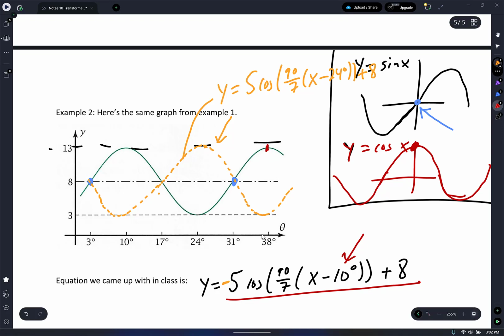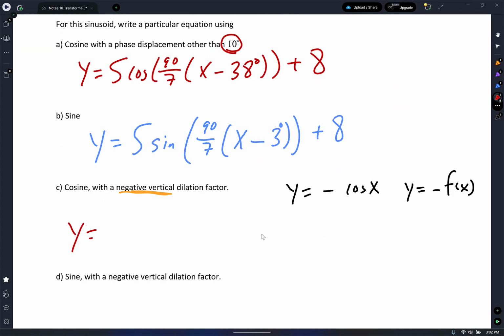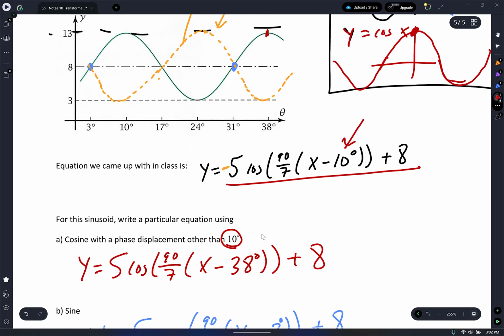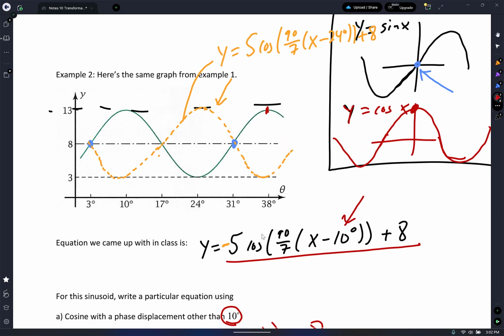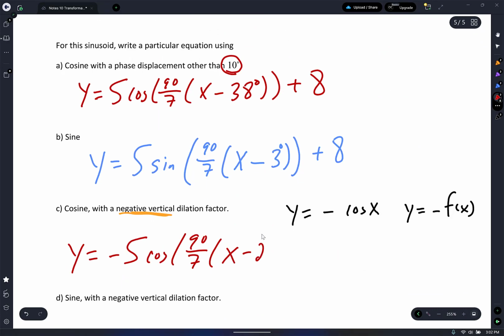Okay, so now you can write. So here it is, guys. Here's my expression: negative 5 cosine, 90 over 7, parenthesis, x minus 24. Was it 24? Yeah. 24 degrees, close, plus 8. Does that make sense to you guys?